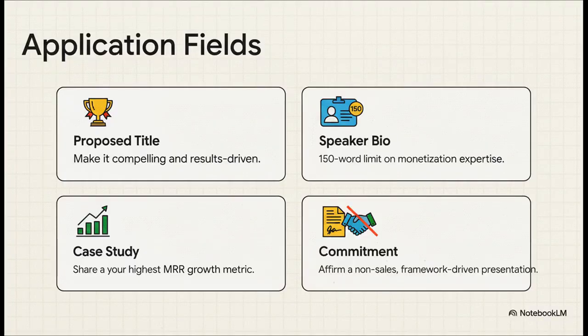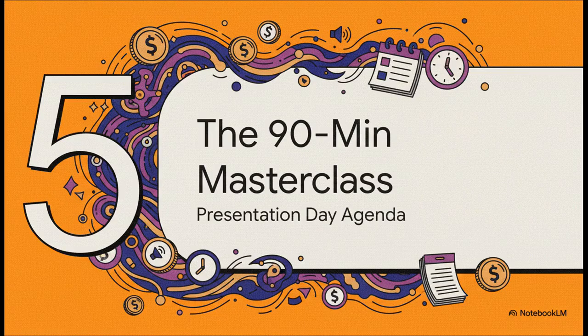Okay, here's a quick checklist of the main application fields. You've got your compelling title, that punchy 150-word bio, and this is crucial, a case study summary. We want to see your best monthly recurring revenue growth metric. That's the proof. And finally, there's a checkbox where you promise this talk is all about frameworks and education, not a sales pitch. Okay, let's fast forward. Your application was amazing. You're selected. What now? This is our final section, your 90-minute masterclass.